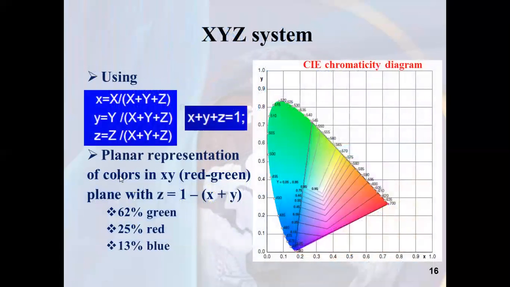And XYZ is just a simple transformation: x equals X over X plus Y plus Z, y equals Y over X plus Y plus Z, and z equals Z over X plus Y plus Z. This is a planar representation of colors in the XY, red to green, plane. Its objective is to not have negative colors when obtaining the other colors. In this case, in the XYZ system, we have 62% green, 25% red, and 13% blue. This is what we call the CIE chromaticity diagram.